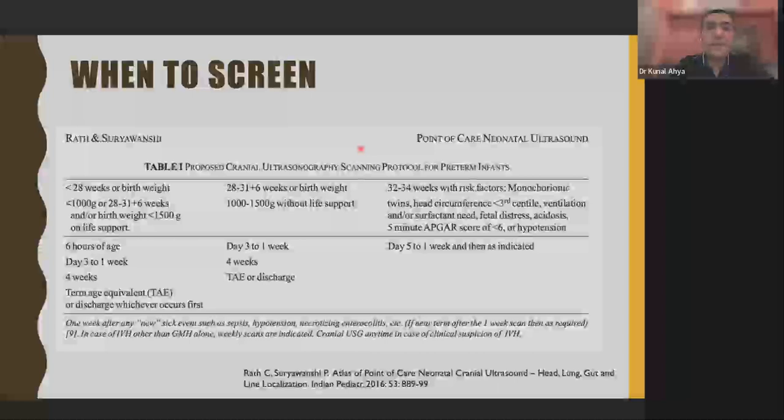And if the baby is above 30 to 34 weeks, then if the baby was a monochorionic twin, had a head circumference of less than third centile, was ventilated, where there was fetal distress, severe acidosis, Apgar less than six at 5 minutes, or the baby had severe hypotension, in those babies you need to do a head ultrasound as a screening protocol between 5 days to 1 week of age.